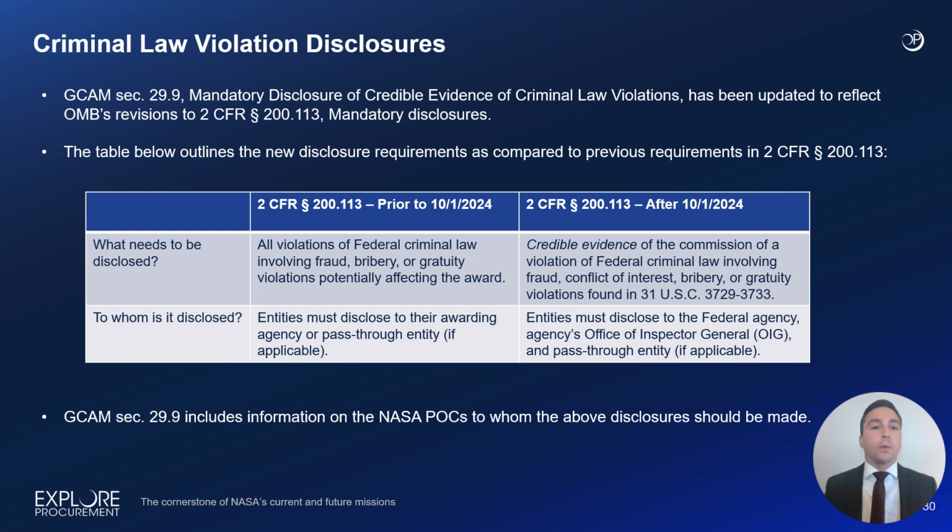In addition to post-award biosketch and current and pending support disclosures, there's also a new requirement to disclose information related to criminal law violations. OMB revised 2 CFR Section 200.113 mandatory disclosures to require that credible evidence of the commission of a violation of federal criminal law involving fraud, conflict of interest, bribery, or gratuity violations be disclosed. This information must be disclosed to NASA and the NASA Office of Inspector General, or OIG. Subrecipients must report this information to their pass-through entity.